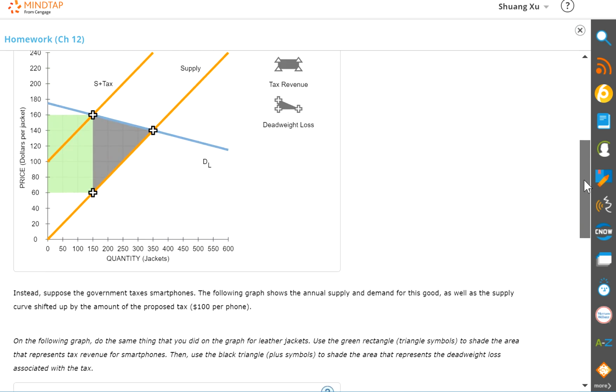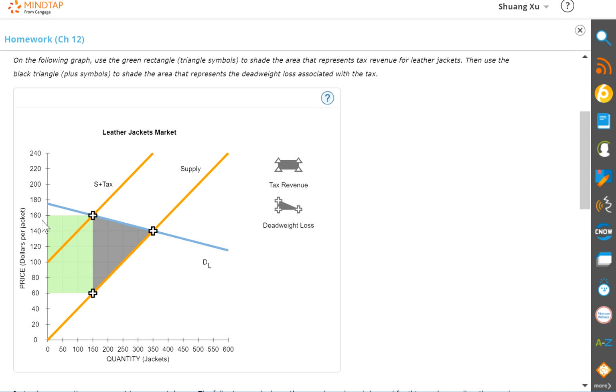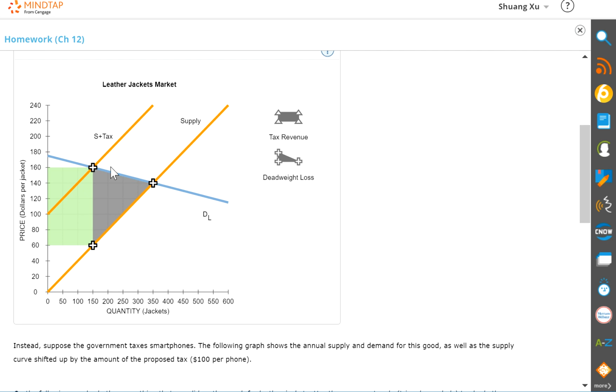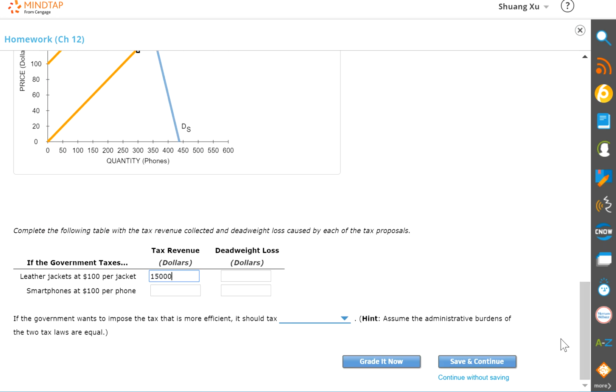So to find the tax revenue, we're gonna take this leather jacket. So 160 minus 60, that's $100 per unit, times 150 units, that will be 15,000. 15,000 tax revenue. And then how much is our deadweight loss? So it's a triangle. I'm gonna do base times height. So 160 minus 60 is 100, and then 150 up to 350 is 200. So 100 times 200 divided by 2, that will be another 10,000 deadweight loss.